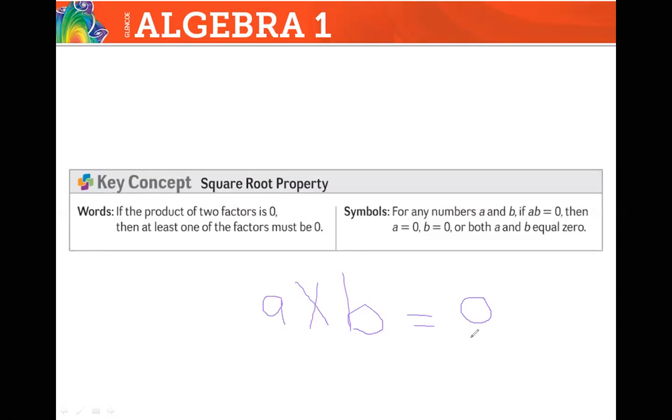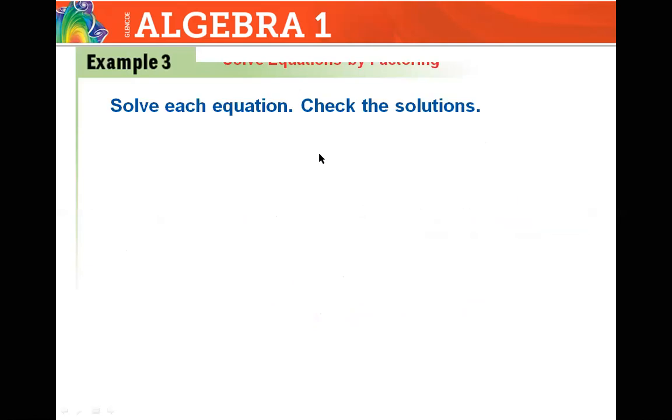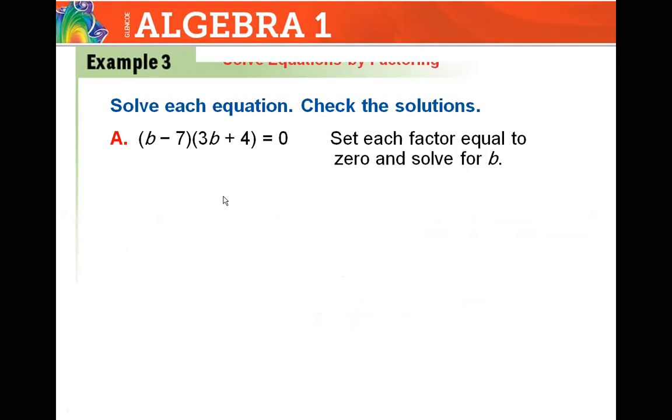At least one of the two factors must be equal to 0. We will use this property to solve. I need to solve this. I need to find the value of B.